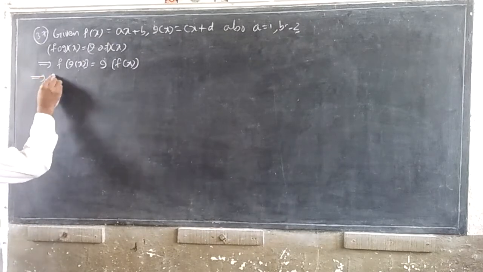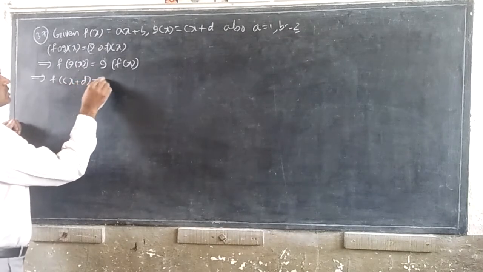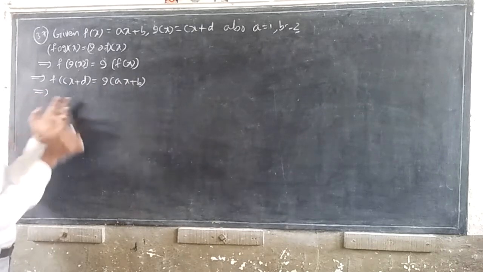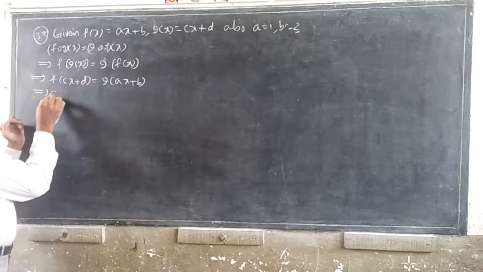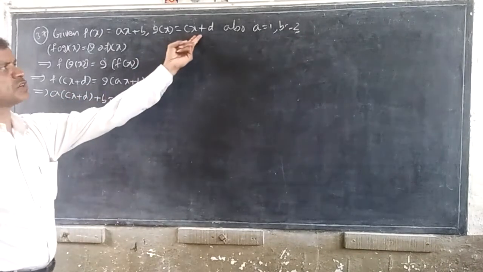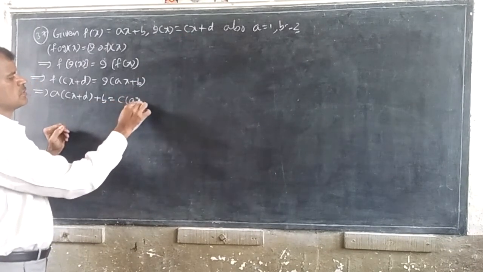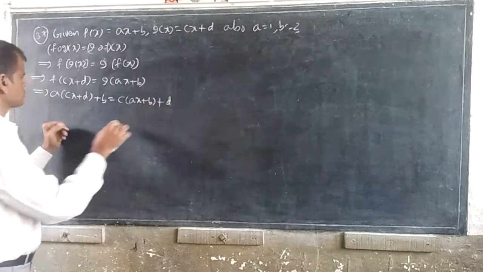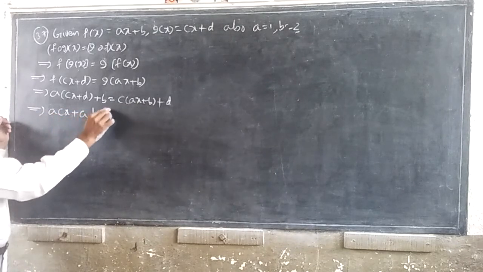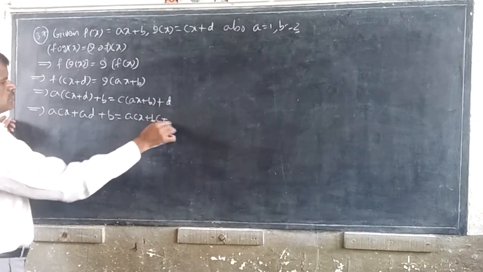That implies f of, g of x means cx plus d, so f of cx plus d is equal to g of f of x, where f of x means ax plus b. Instead of x here we should substitute cx plus d. So a into cx plus d plus b is equal to, instead of x in g, c into ax plus b plus d. Multiplying, it becomes acx plus ad plus b equal to acx plus bc plus d.